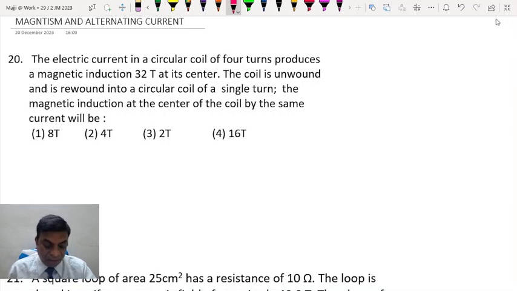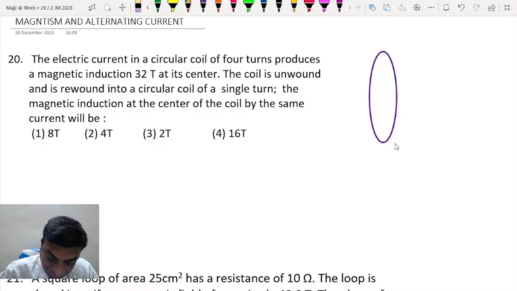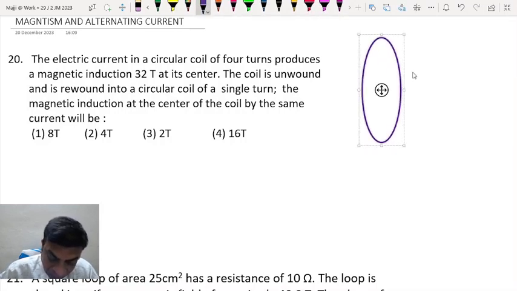The electric current in a circular coil of 4 turns produces a magnetic induction of 32 Tesla at its center. The coil is unwound and is rewound into a circular coil of a single turn. The magnetic induction at the center of the coil by the same current will be. Now students, here we have to understand that the same coil is unwound and then rewound.